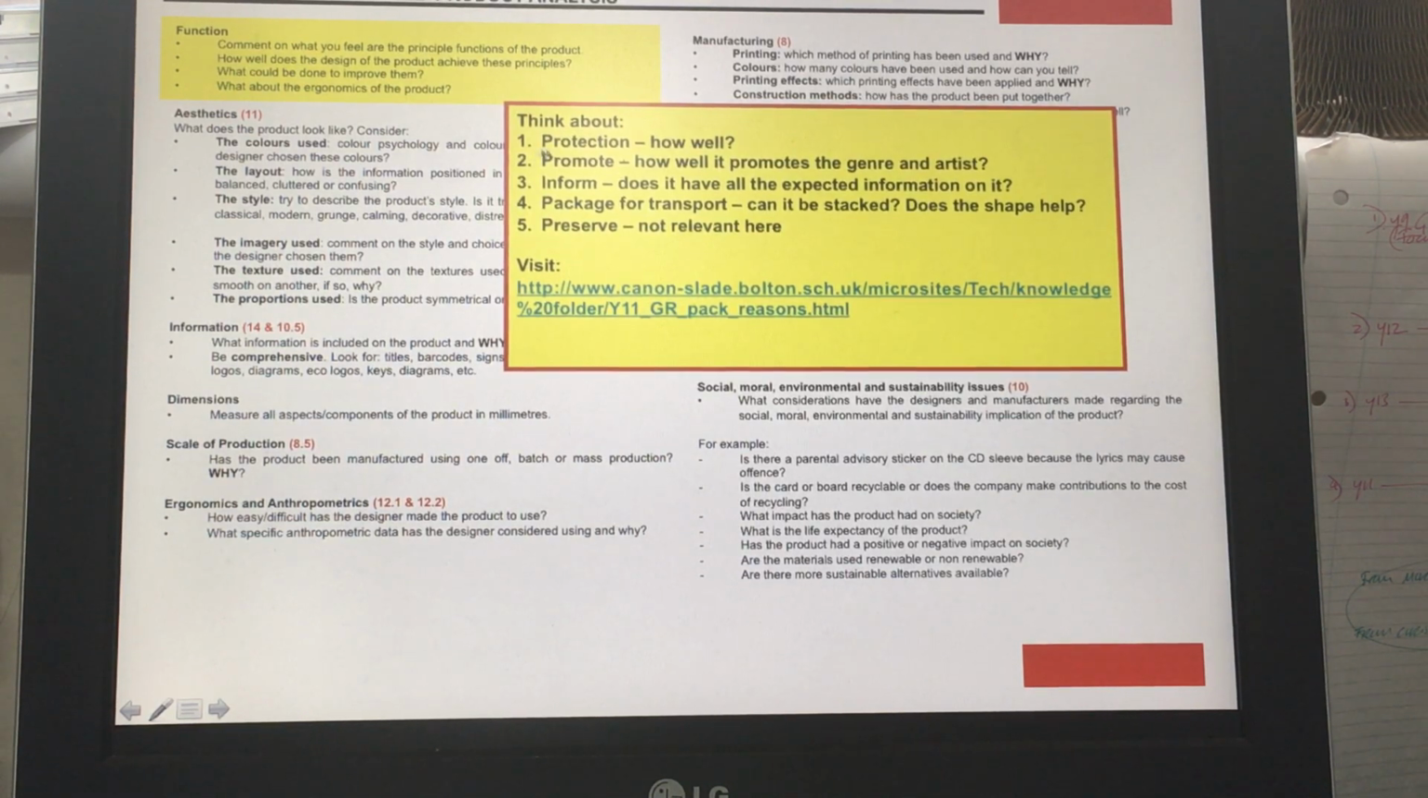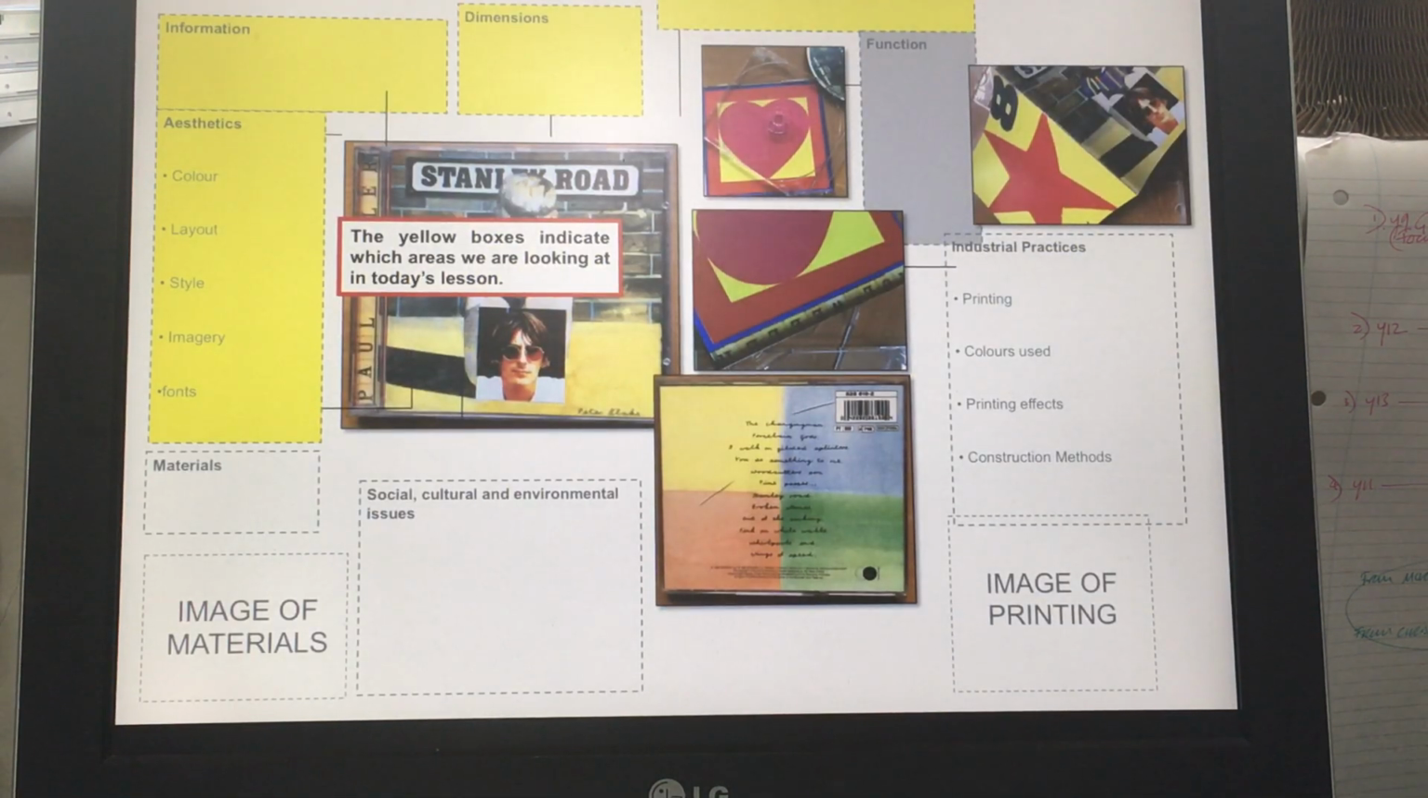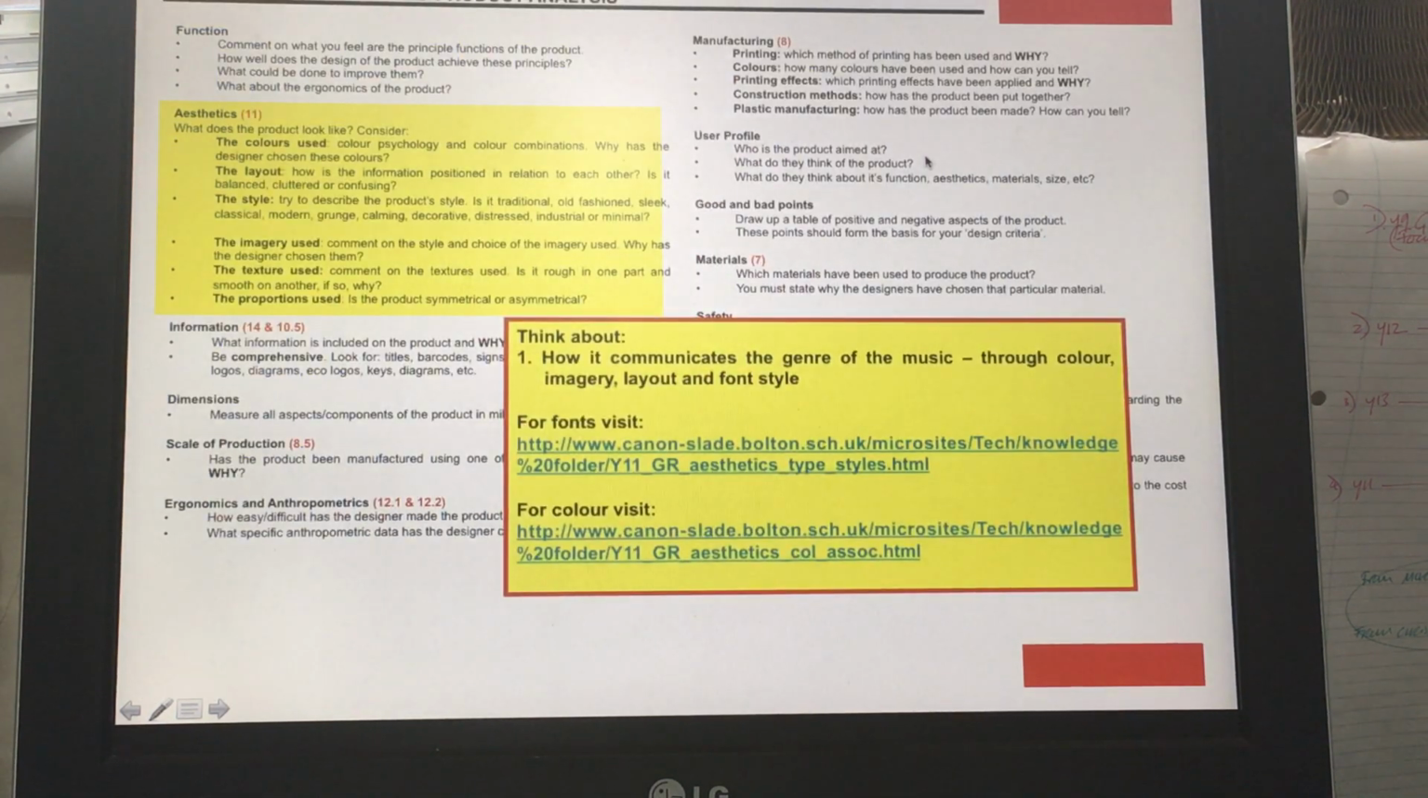So function, we're going to talk about this in the next video, but it's things like the 4 Ps: protect, preserve, package for transportation, information. There's a web link here that you can go to that takes you to the school website, which gives you information about those areas in more detail. Once you've done that bit, function is ticked off, and that'll go into this box here. Then we'll look at aesthetics.